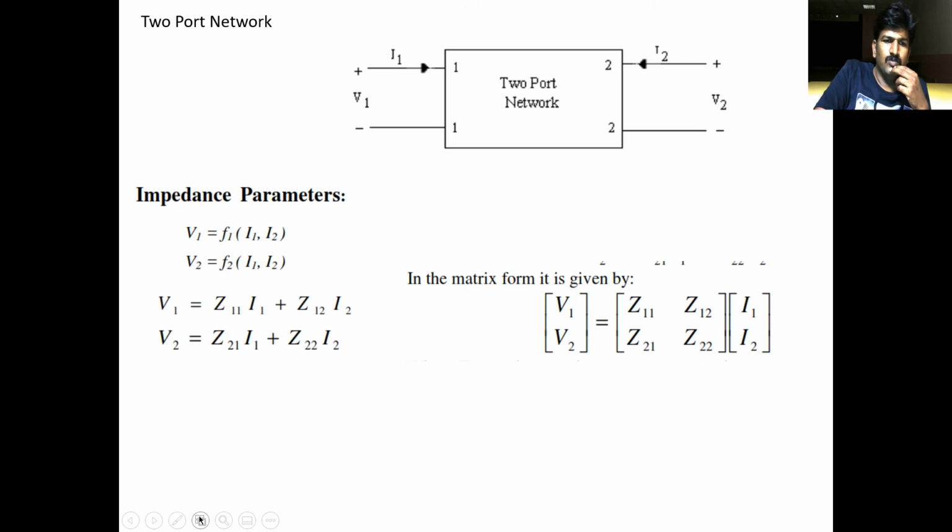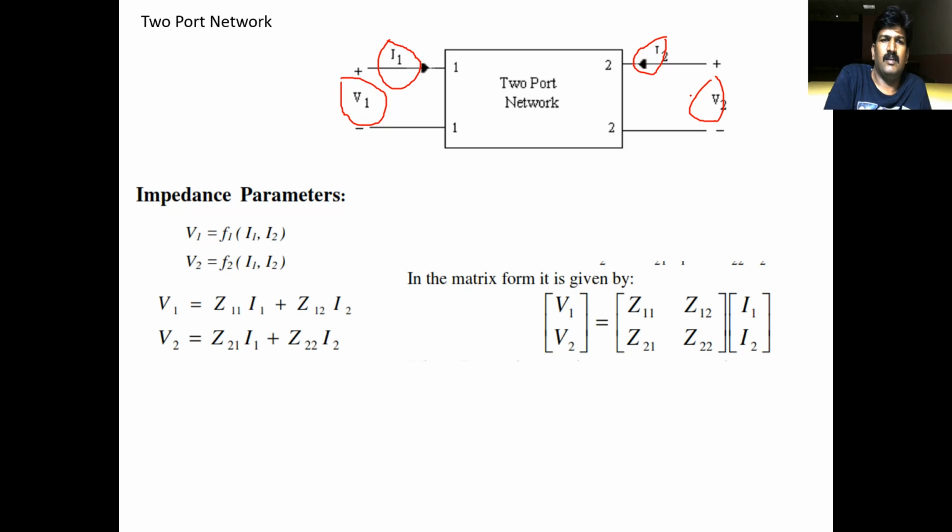Let me consider a two-port network, which is having two ports. One is the input port and another one is the output port. Let us consider I1 is the input current and V1 is the input voltage, I2 is the output current and V2 is the output voltage. Then we can write the equations like impedance parameters, admittance parameters and H parameters.